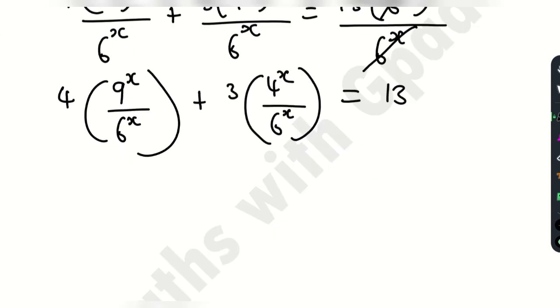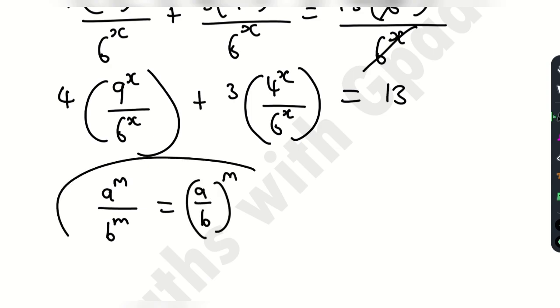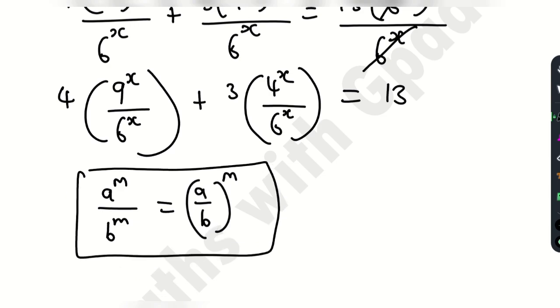13. Now, from one of the laws of indices, if you have a raised to power m over b raised to power m, since they have a common exponent of m and m, you can write it like this: a over b, all in a bracket, raised to the power of m. This and this are the same. So that's what I'm going to do to this term here and this term. Are you ready? Let's do it together.